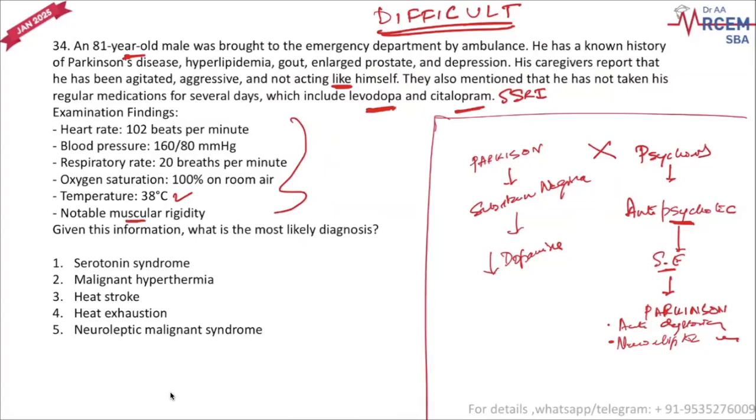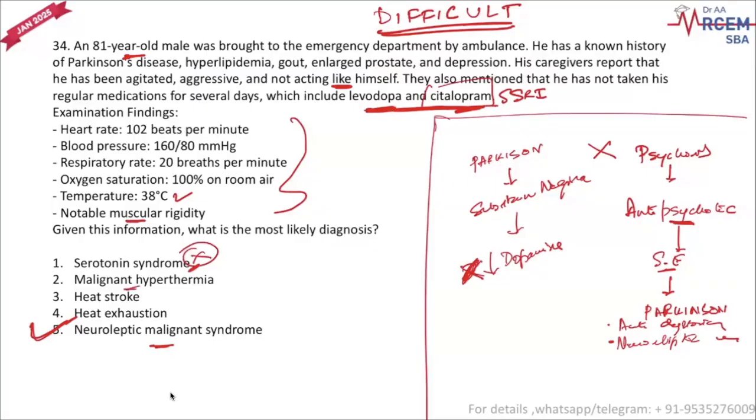Given this information, what is the most likely diagnosis? We have not learned about neuroleptic malignant syndrome, but the right diagnosis here is neuroleptic malignant syndrome. We will be learning this in the psychiatric chapter. So what has actually happened? He has stopped taking levodopa and citalopram. As he has stopped taking citalopram, it cannot be serotonin syndrome at all. That's how you rule out this one.